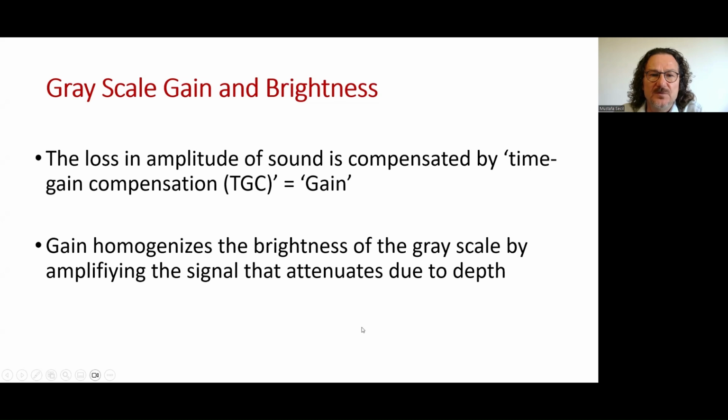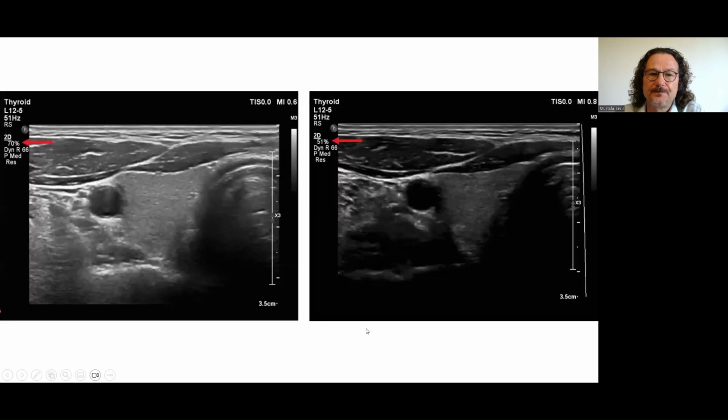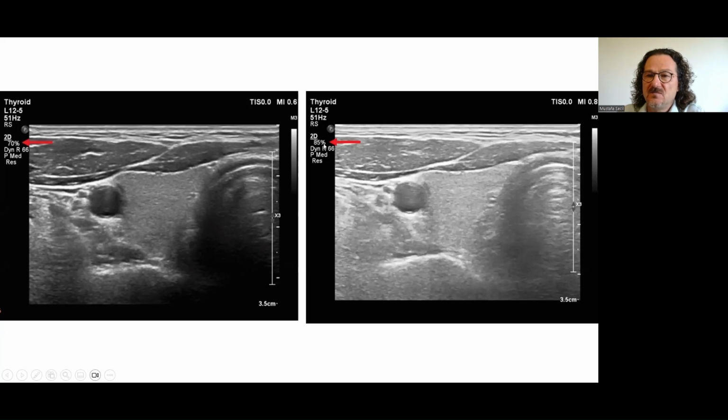The loss in amplitude of sound is compensated by gain, and gain determines the brightness. These are the examples from my own thyroid. This is an optimal brightness level. This brightness level is lower than normal to evaluate the detail. Or this is very bright, we can lose the details. So we need to optimize the brightness in each imaging.